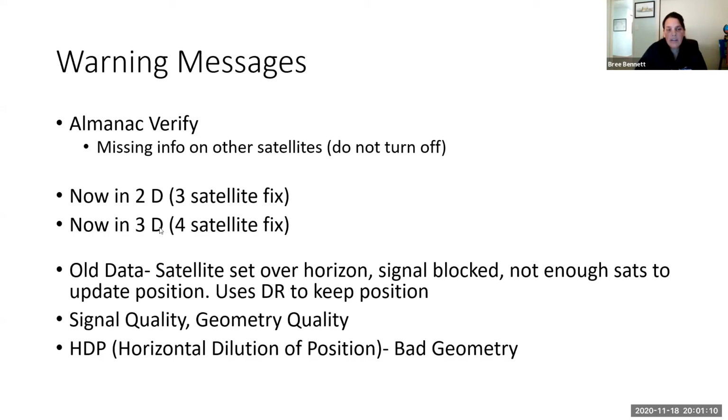Now in 2D and 3D, doesn't make sense to me, but 2D is going to be your 3 satellite fix. Your 3D is going to be your 4 satellite fix. The difference between the two: the 3 satellite fix is enough to establish 2 potential points inside of either the Earth, on the Earth or above it. 3D is enough to satisfy that there's only 1 point.